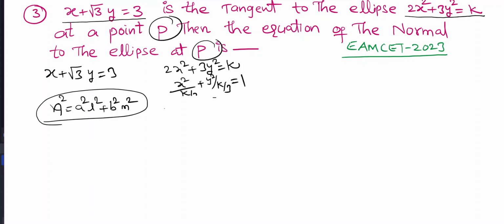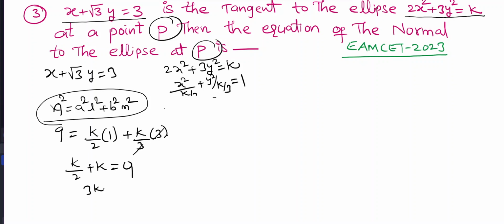So substituting in this, the n value is 3, 3 square is equal to 9, a square value, that is k by 2, l square is 1, plus b square, root 3 whole square, b square, that is k by 3, into m square, that is 3. This is equal to, here 3, 3 cancelled, from this k by 2 plus k is equal to 9. So 3k by 2 is equal to 9. Here 3 times cancel, from this k is equal to 2 into 3 is 6. This is the value of k.